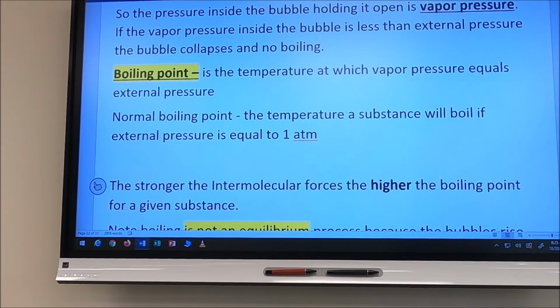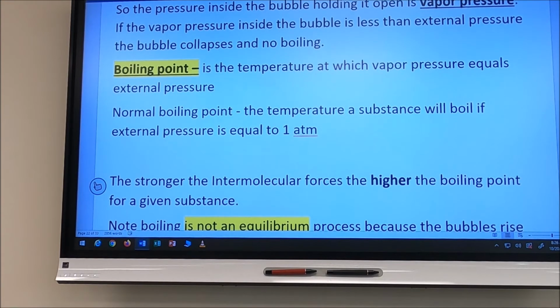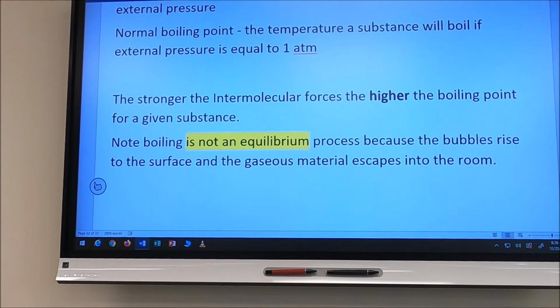The boiling point is the temperature at which the vapor pressure, the pressure inside the bubble, equals the external pressure. Normal boiling point is the temperature a substance will boil if the external pressure is equal to 1 atmosphere. The stronger the intermolecular forces, the higher the boiling point of a given substance. Okay? And I want you to remember that boiling point is not an equilibrium situation. As soon as that bubble reaches the surface and breaks free, all of those particles that jumped into the gas phase escape and leave.